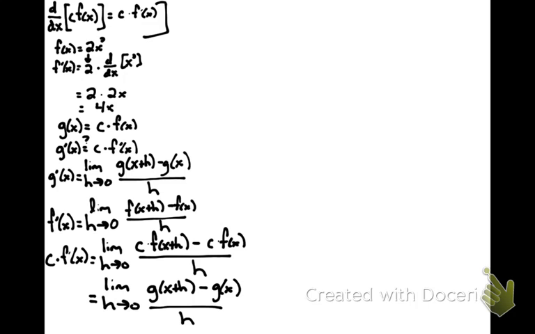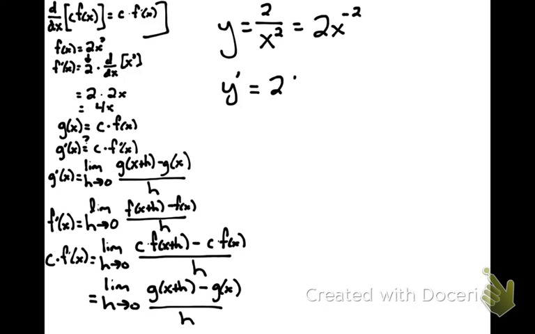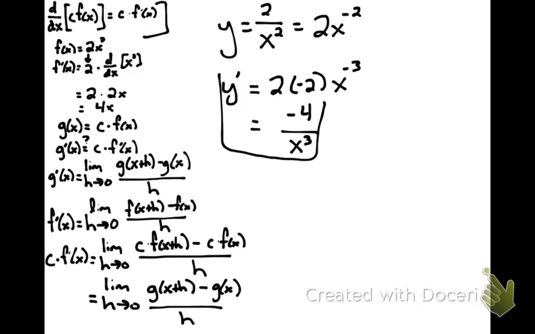Let's do some examples. If y equals 2 over x squared, and we'd like to take the derivative of this, personally I prefer to rewrite this as 2 times x to the negative 2 power. And by the power rule, I'm going to drop the exponent, so I will have 2 times negative 2 times x, and I need to decrease the power by 1, so this will be to the negative third. And when I simplify, I end up with negative 4 over x cubed as the value of y prime.